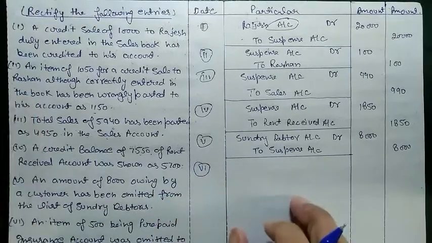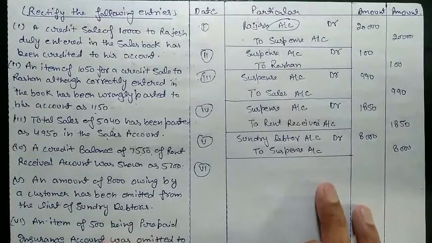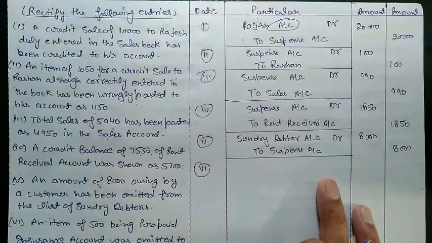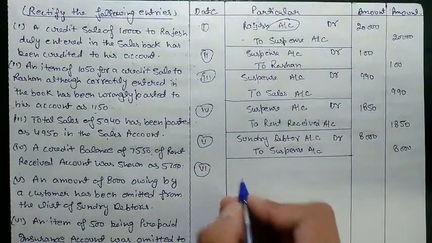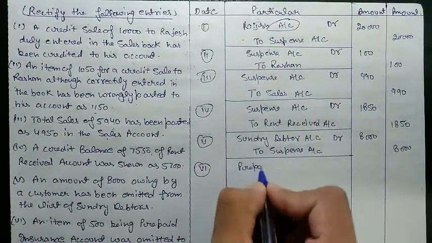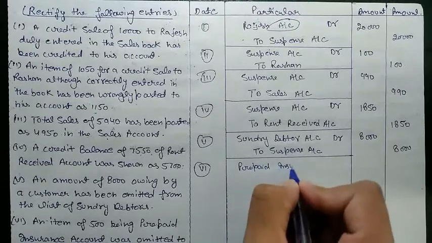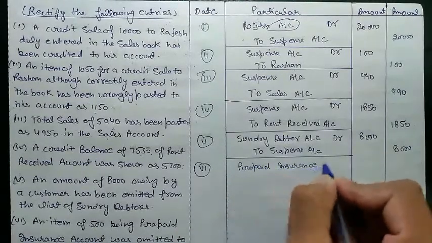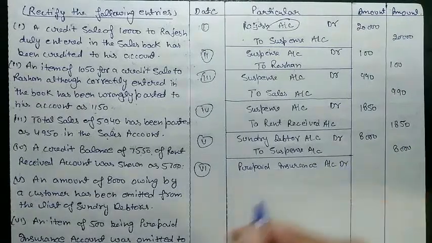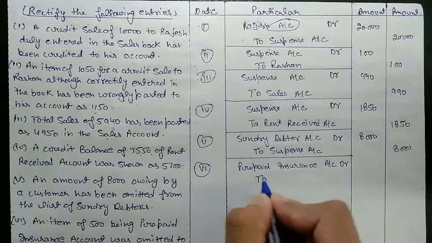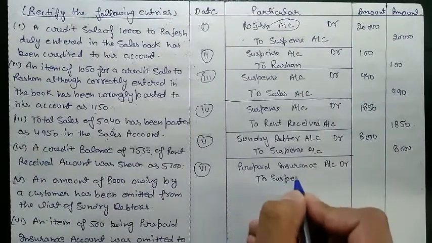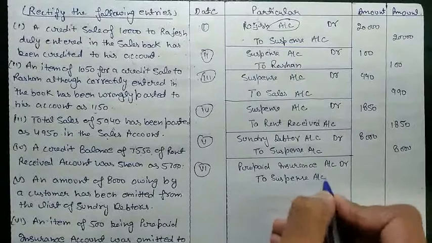Next entry we have is about an item of 500 of prepaid insurance account that was omitted to be brought forward from the previous year's book. It is also an omission entry. So again we will post the same: prepaid insurance account debit. Prepaid insurance is also an asset for us. It means we have paid money to the insurance company before the actual time, so it is also an asset for us. So we will post the entry in the debit side, and we will credit suspense account.